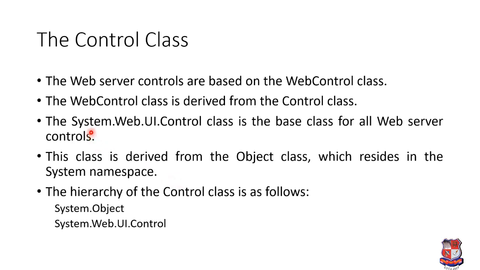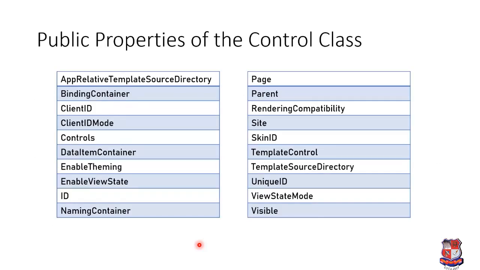The System.Web.UI.Control class is the base class of web server controls. This class is derived from the Object class. It means that the Control class is derived from the Object class, which resides in the System namespace. Now, if we want to see the hierarchy of these classes, it will be like this: System.Object, then System.Web.UI.Control, and the WebControl class is derived from this Control class.